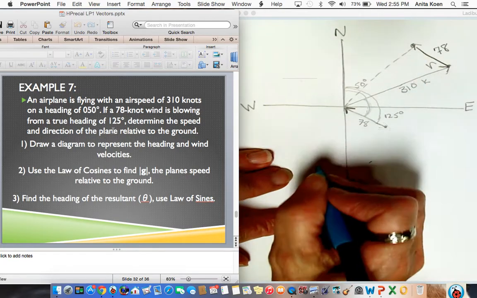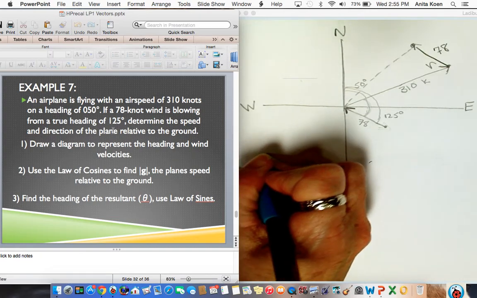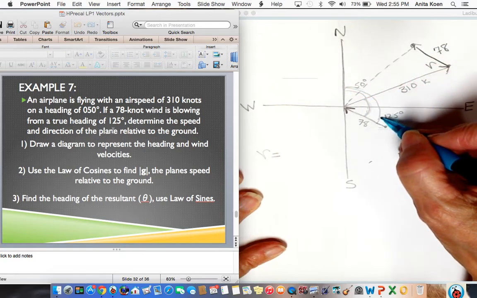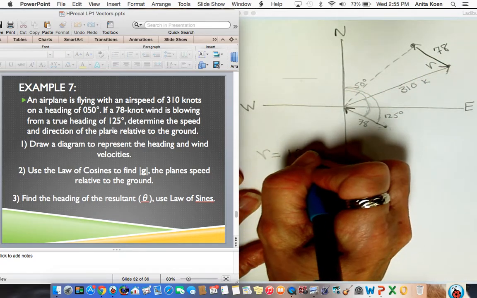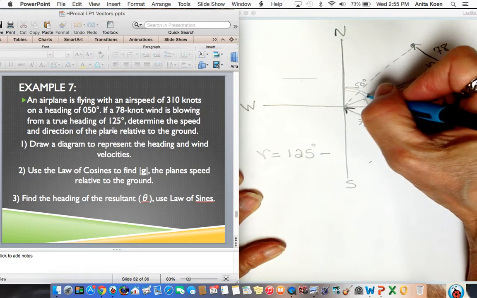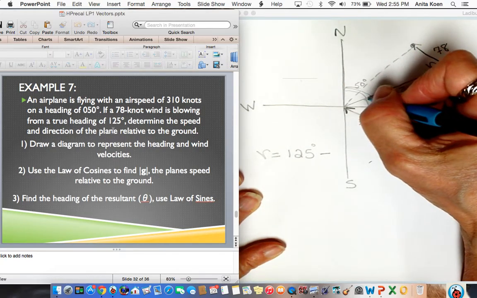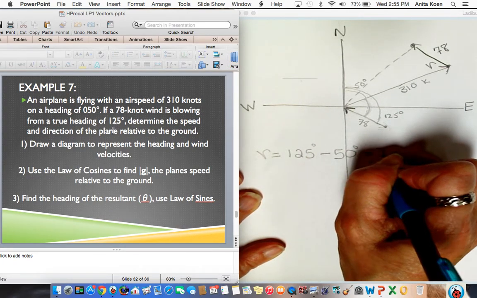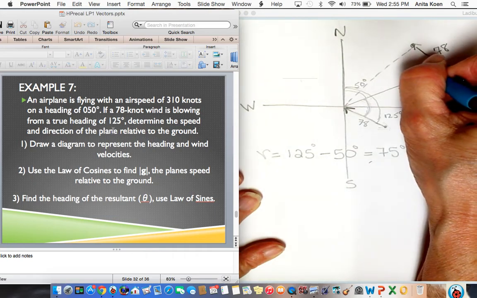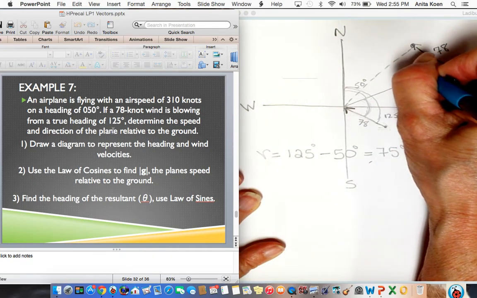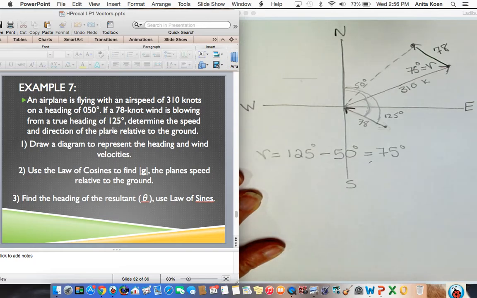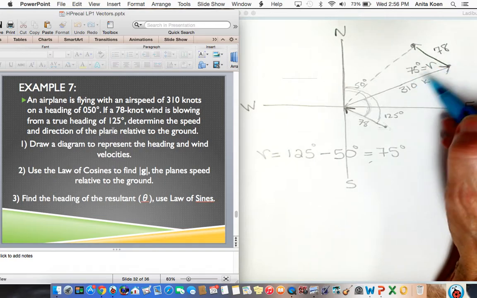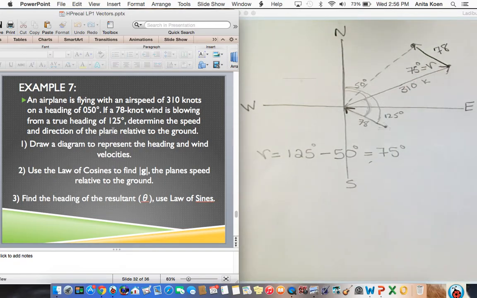So I think I can find out what gamma is equal to. Gamma is equal to 125 degrees minus this 50 degrees right here, which would give me this angle right here, which would be 75 degrees. So gamma is 75 degrees. Now I should be able to use my law of cosines to find the magnitude of g.